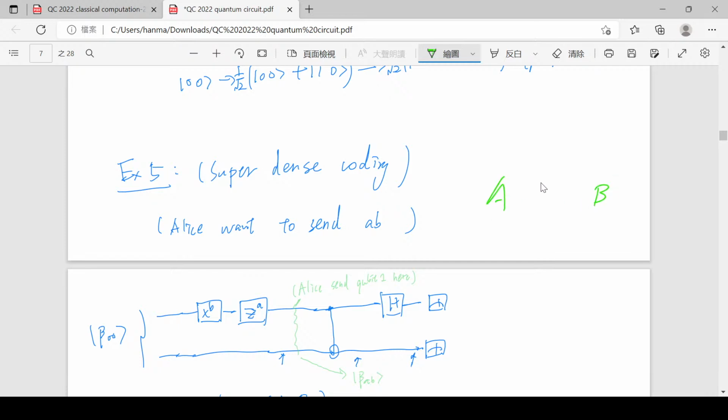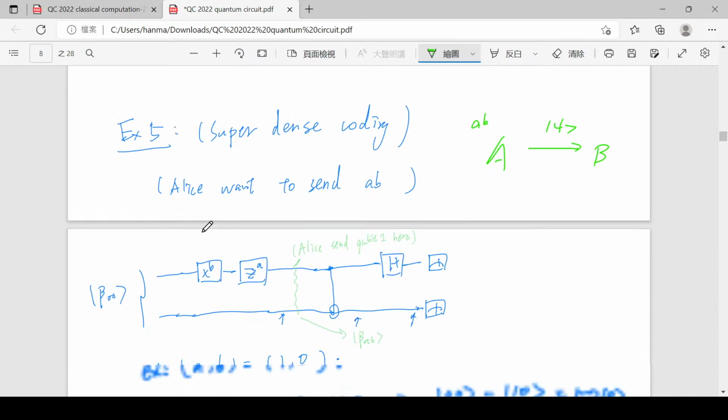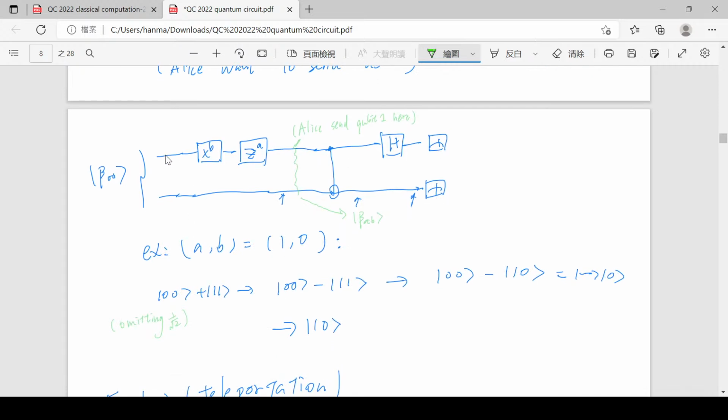So it's Alice and Bob, and Alice is going to send one qubit to Bob. What she hopes is that she has two classical bits A and B, and by sending this qubit, Bob should learn A and B. So one qubit sends two classical bits, but it's a kind of cheat with pre-shared entanglement, beta 0,0. The protocol starts with Alice and Bob sharing this beta 0,0 between them.